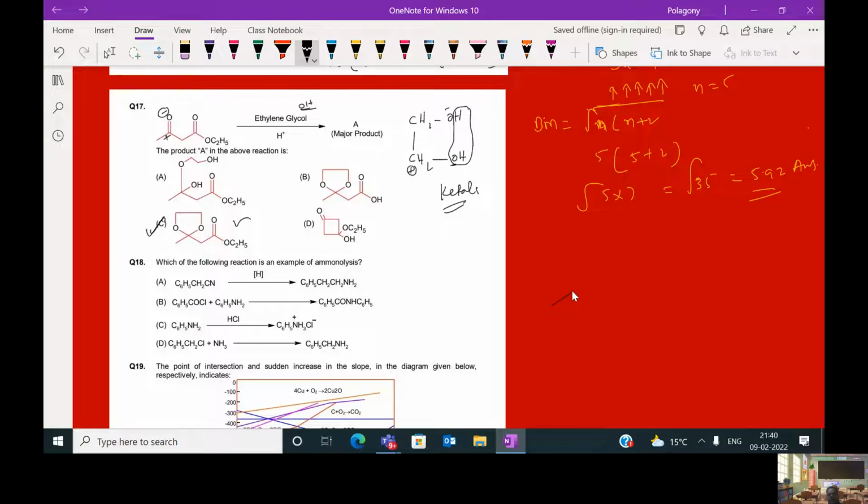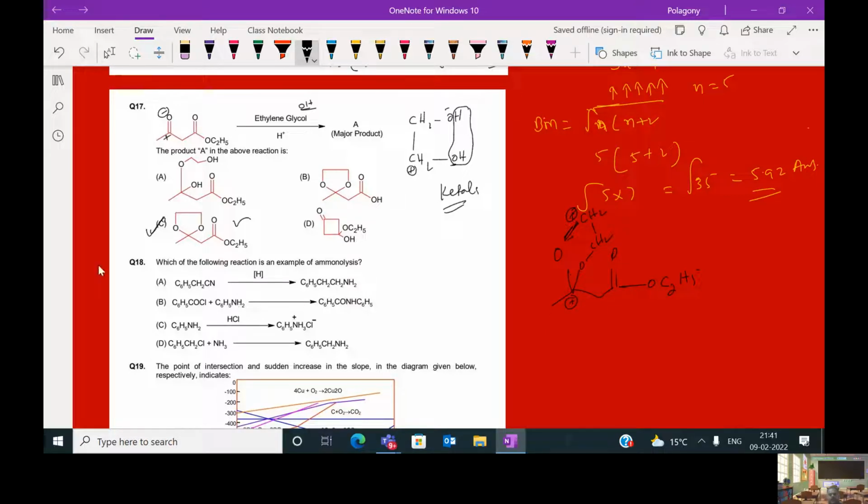Here this is the ester functional group, C2H5. The ester is not disturbed by that. Here is the O minus and here is the positive charge. Now we can add the O of CH2 here, and the CH2 group is added here. So it is a cyclic form.